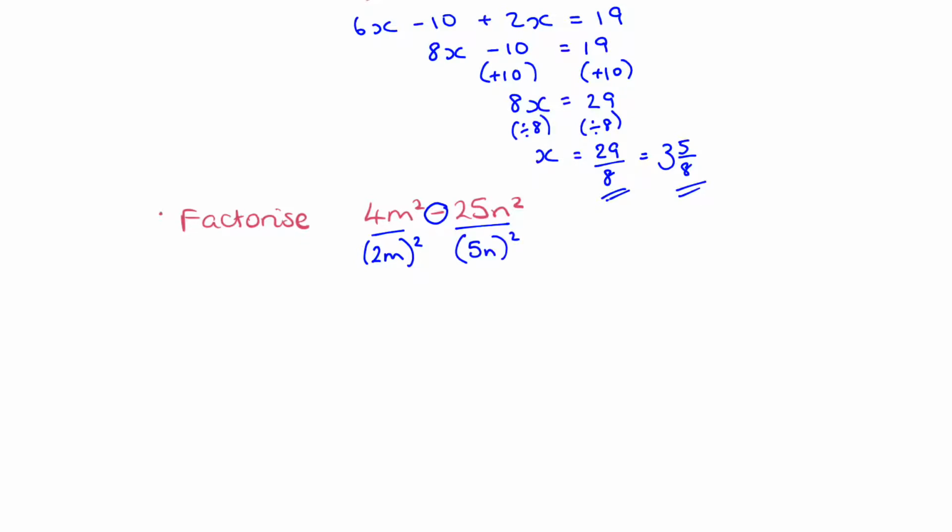So we do have a difference of two squares, and remember the way we set that up is two brackets. This goes at the beginning of both brackets, this goes at the end of both brackets, and we need one plus and one minus, and that's that done.